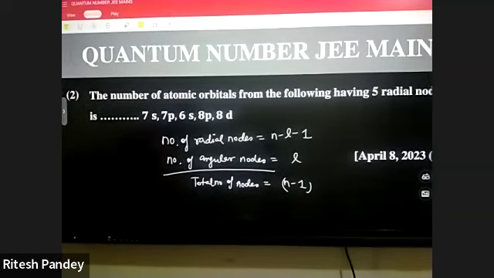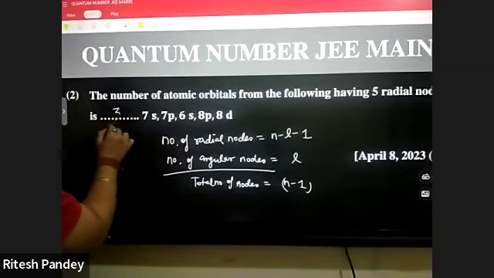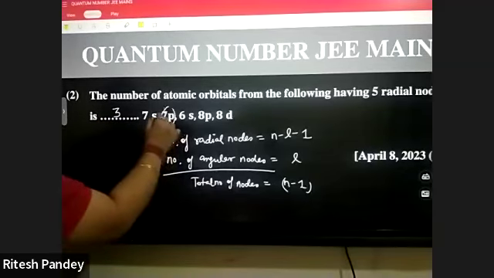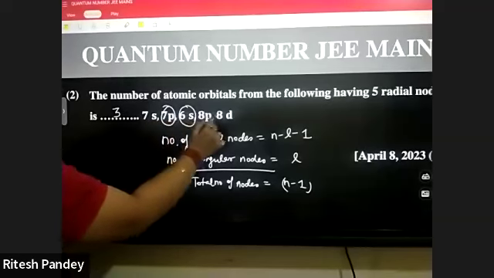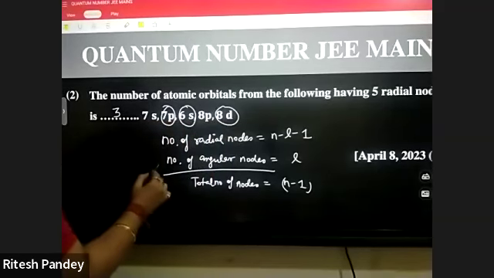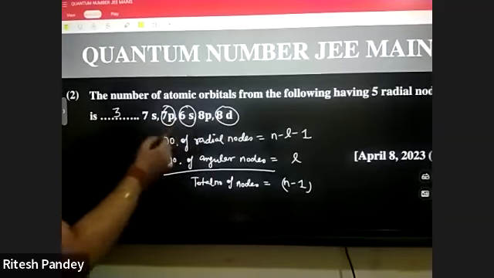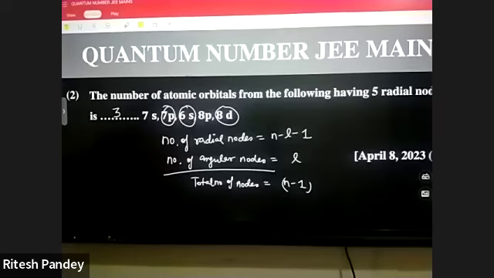What is the common answer? 3. Is 3 the common answer? 7p, 6s, and 8d will have 5 radial nodes.